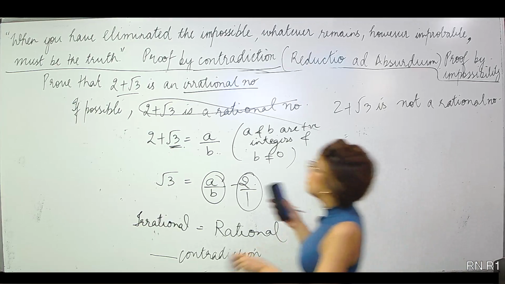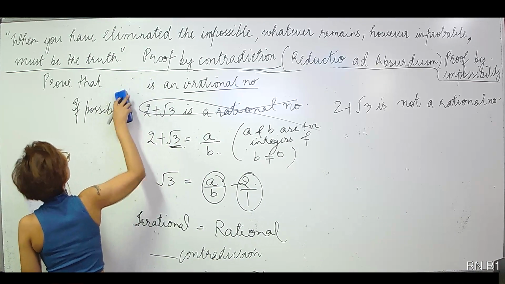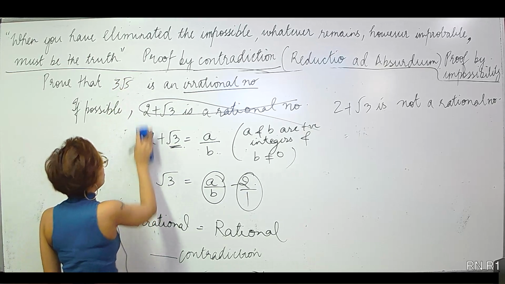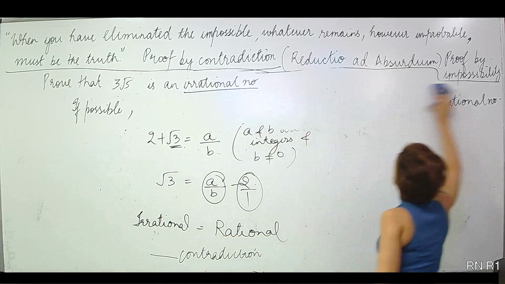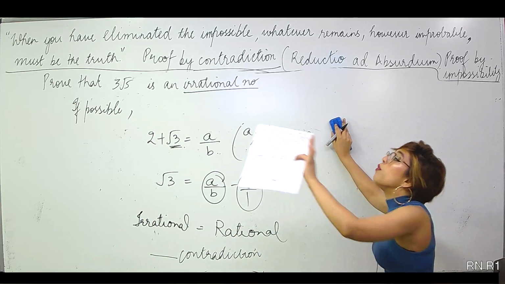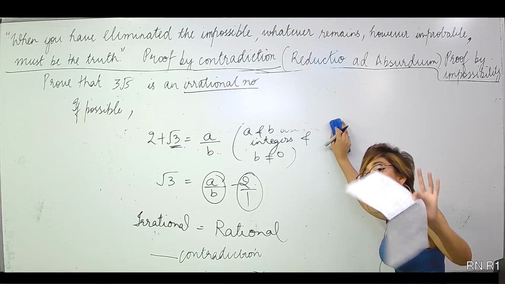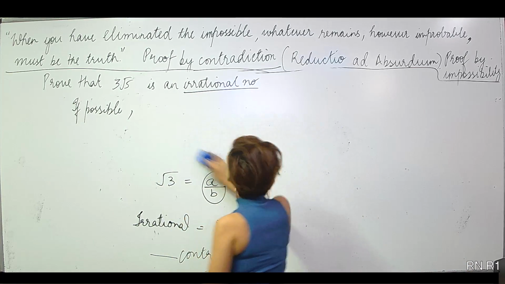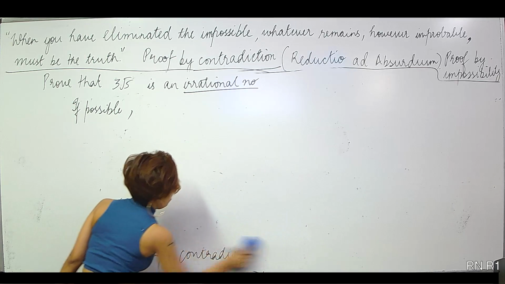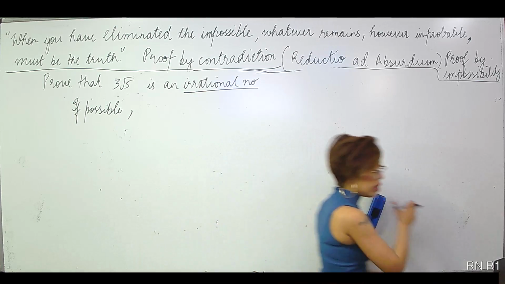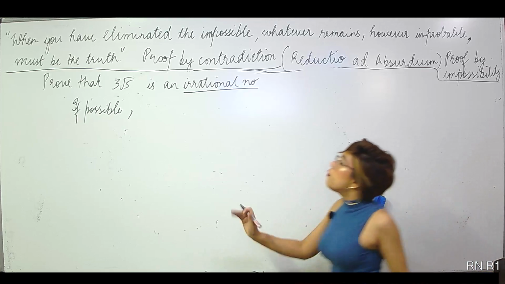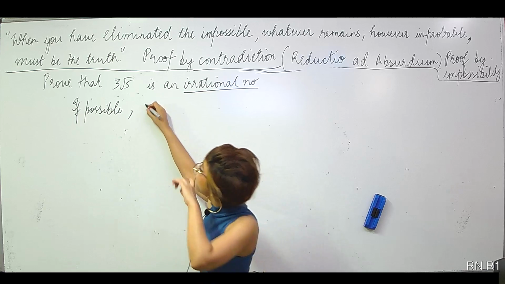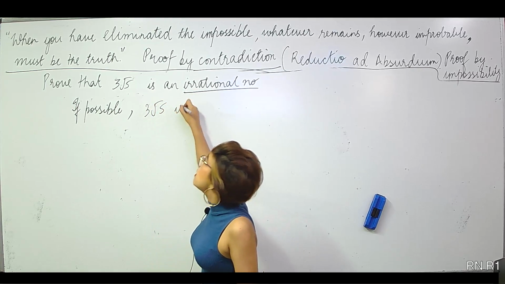Again, prove that 3 root 5 is an irrational number, provided you know that root 5 is an irrational number. On the same lines, you can prove that root 5 is also an irrational number. I think sufficient time, right? 3 root 5. So again, I will suppose the wrong thing.